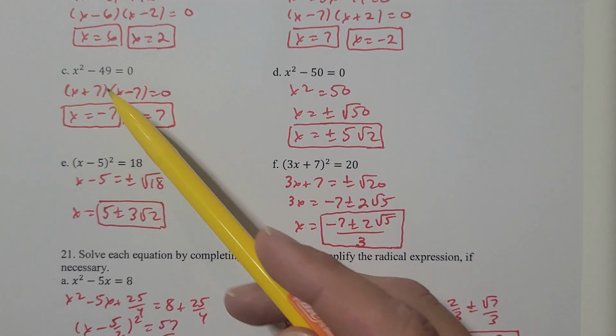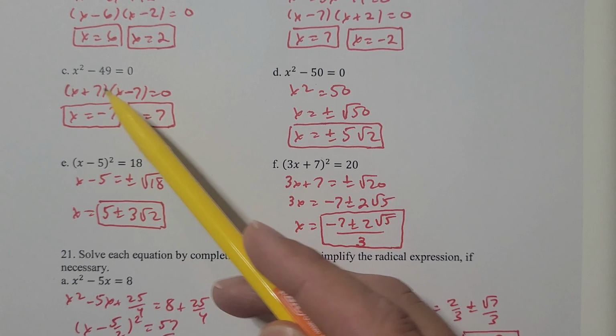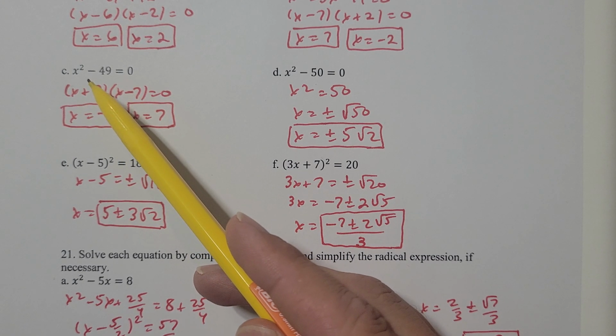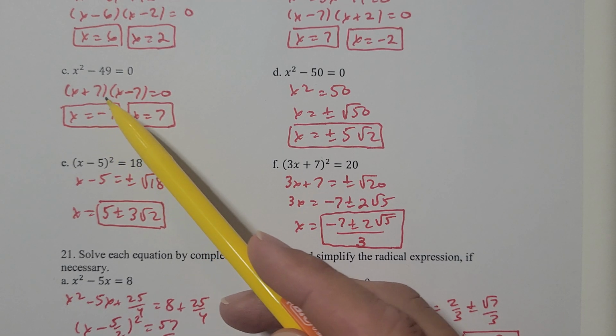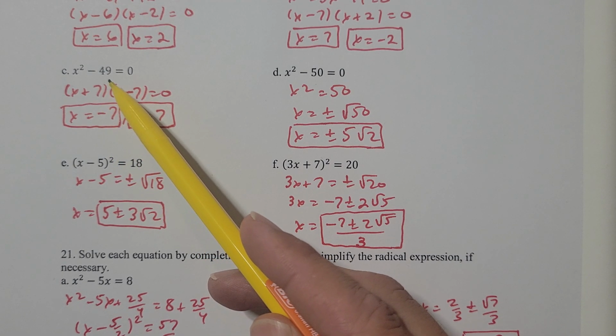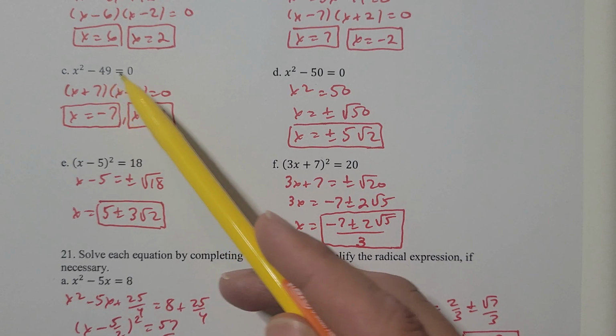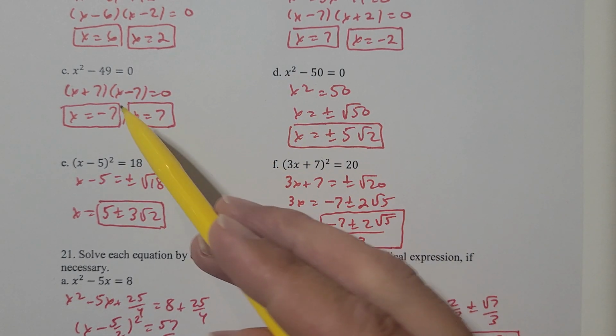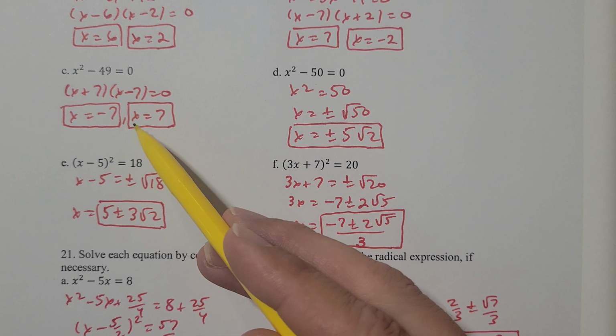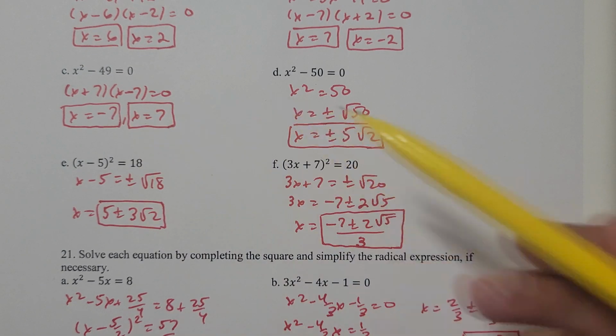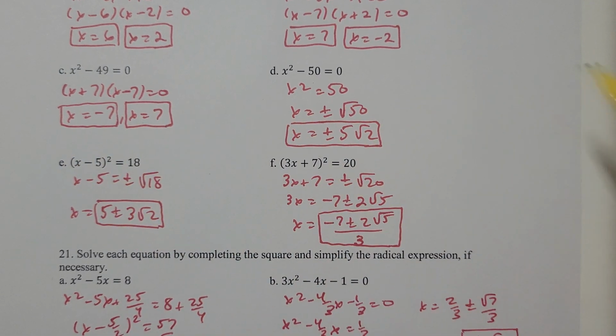X times x is x squared. Negative 7x plus 7x, that's 0 in the middle. Right? And then 7 times negative 7, that's negative 49 at the end. All that's equal to 0. And so I get x to be negative 7 or x to be 7. That'd be the two solutions for that one.